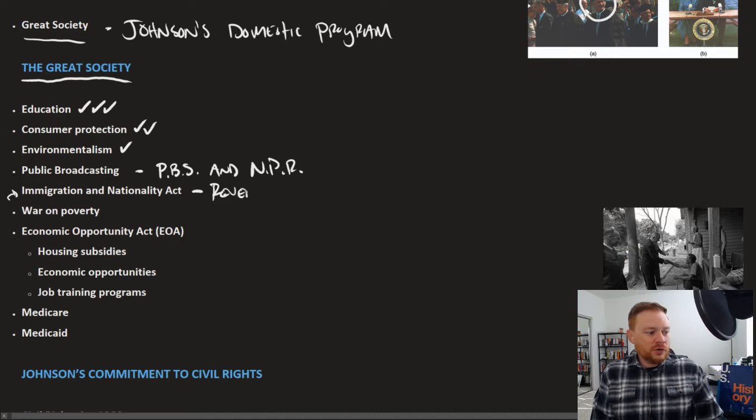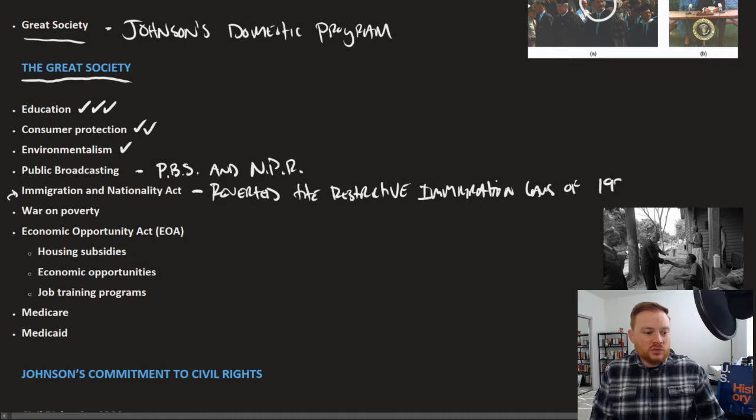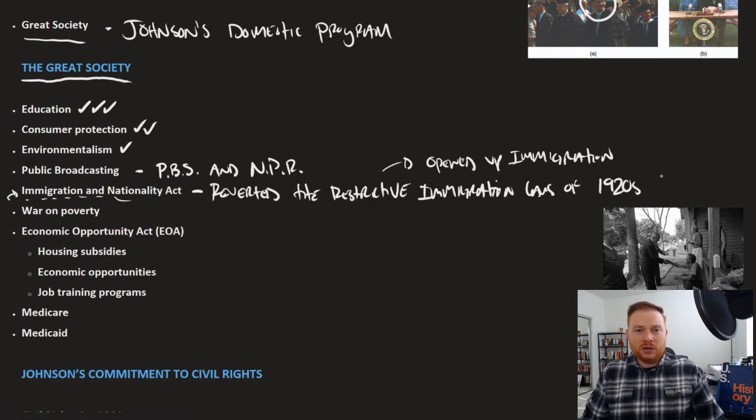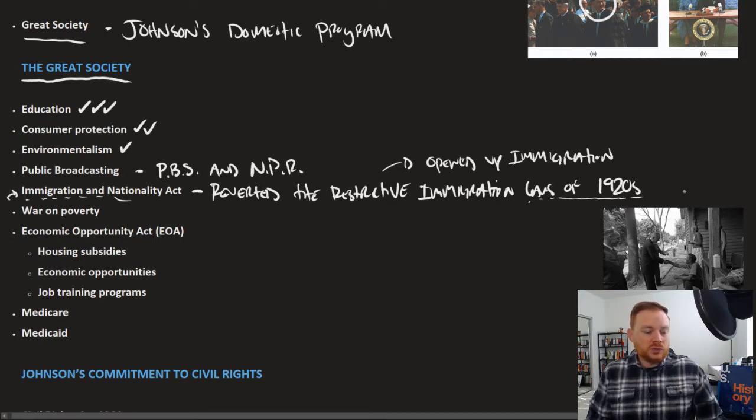One of Johnson's laws in this Great Society program was the Immigration and Nationality Act, which pretty much reverted the restrictive immigration laws of the 1920s. In other words, this Act opened up immigration more. In the 1920s, you had some very restrictive immigration measures passed. This reform allowed immigration to not be based so much on national origin, which is what the laws of the 1920s were based on, and instead moved toward a more merit-based system for immigration.